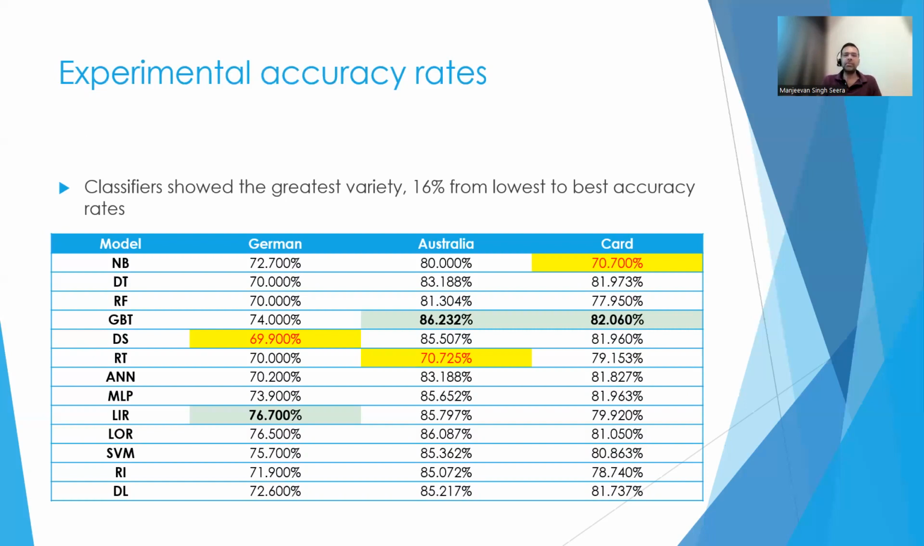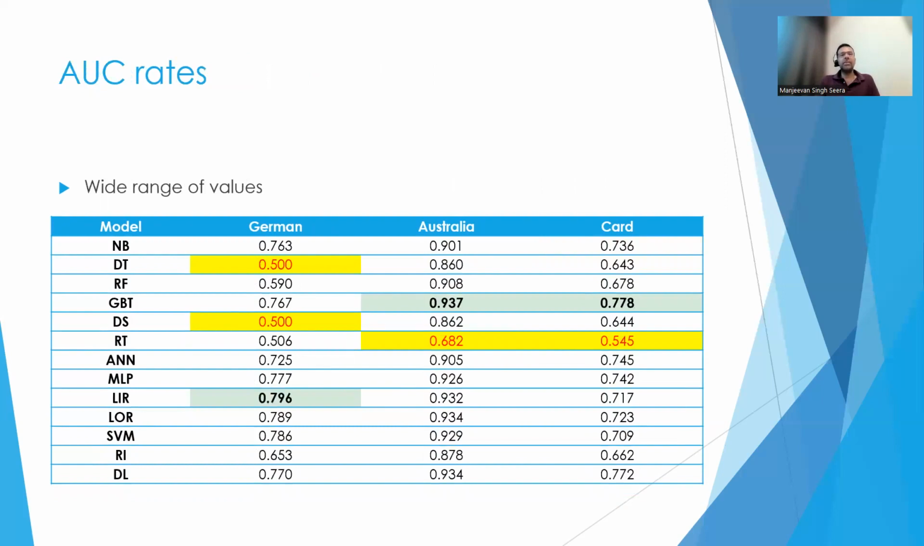In terms of highest accuracy, the linear regression had the highest in German, while the gradient boosting tree had the highest accuracy, of up to 86% in the second data set. So as you can see, there is no one classifier that is the best or the worst across all three data sets. In terms of the area under the curve rates, again, it's a wide range of values all the way from 0.5 to 0.937.